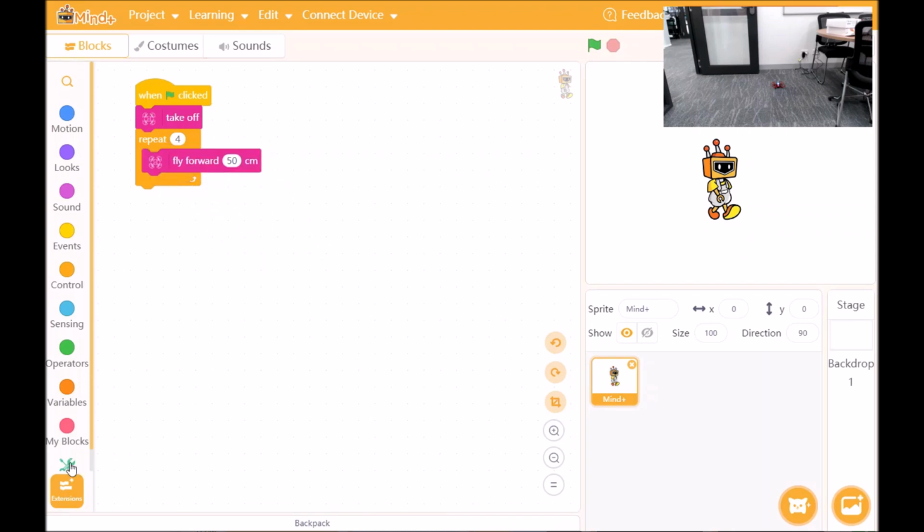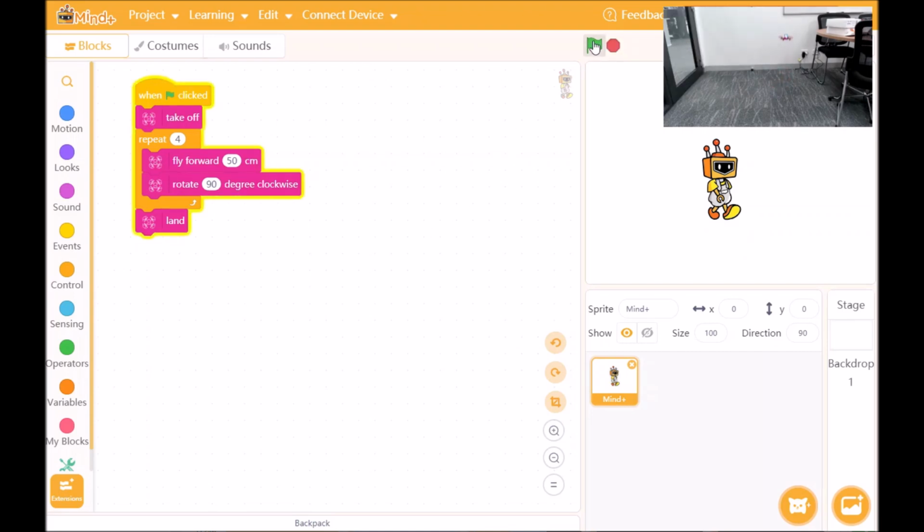We then need to turn 90 degrees clockwise. When we do that 4 times, it will draw out the square flight path. And then finally, we want it to land. So let's have a look what it does.